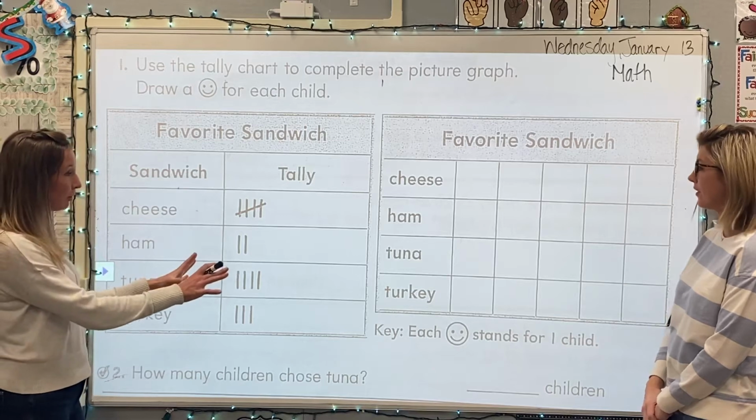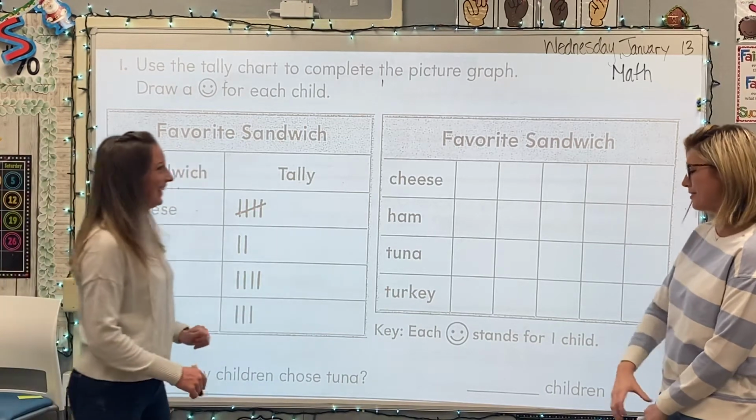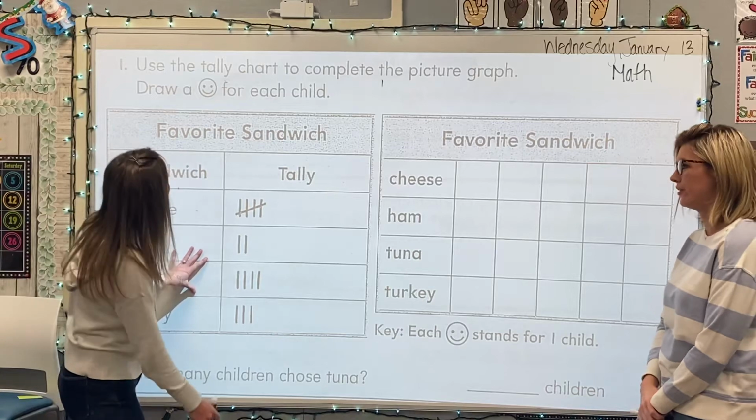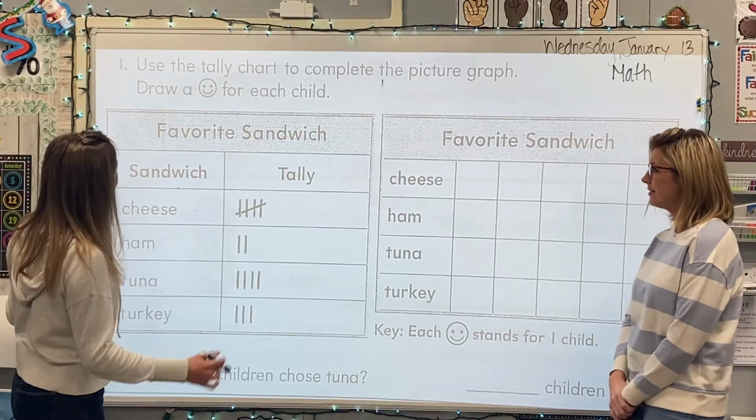We can do this. I'm going to help you out if you don't know how to draw a smiley face. I can do it. I can draw a smiley face. It's a circle with 2 dots and a curve. Have faith. We're second grade teachers.